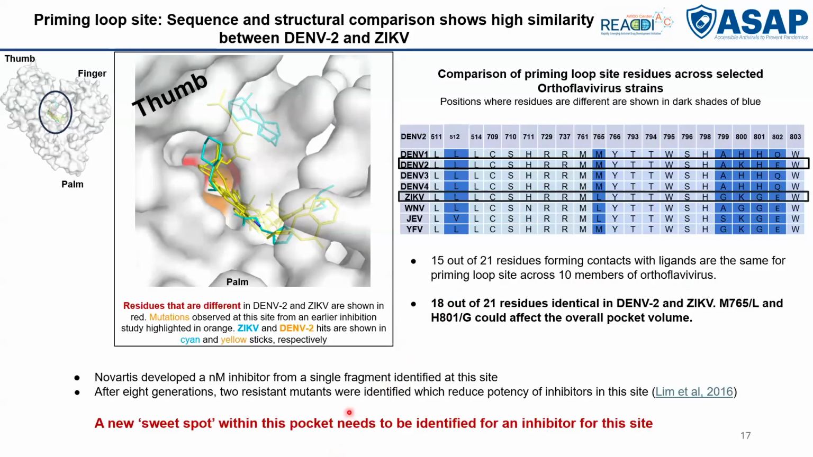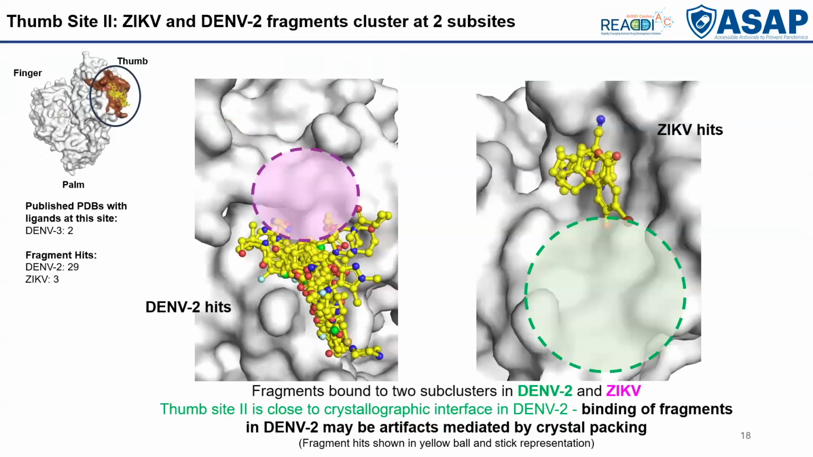One thing to highlight here is that Novartis developed a potent inhibitor acting through this site for dengue, but 2 resistance mutations developed later which reduce the potency of their best compound. The mutations that they got are marked in red patches here. So now our task is to find a new sweet spot within this site to develop a pan-flavi inhibitor acting through this site.